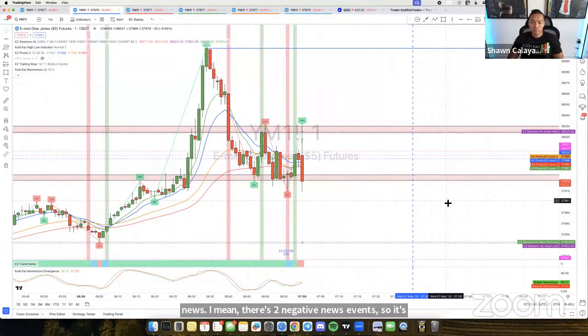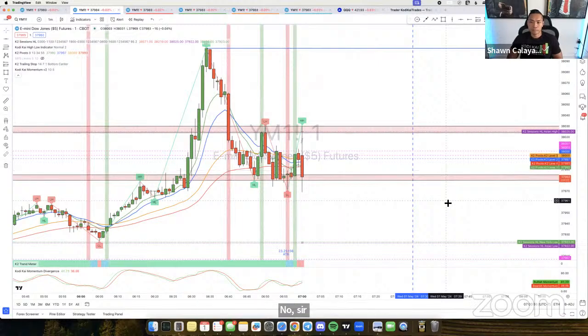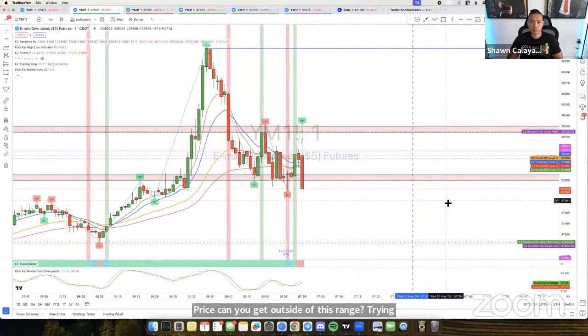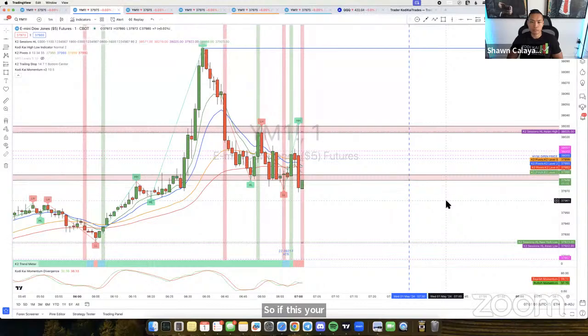So we got this here coming down a little bit. No sell signal, but price can't even get outside of this range. It's trying to close. Let's see. So if this here closes, you might start looking for some sells here if it continues. All right, so we got a pending sell signal right here.